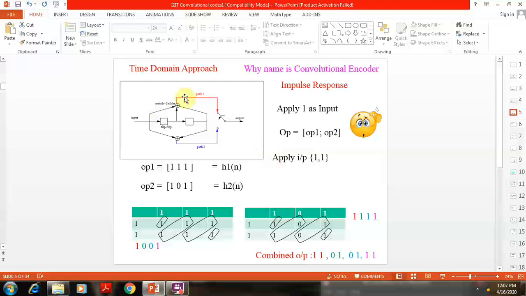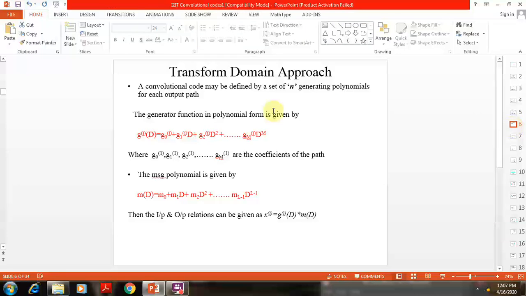Now I get the impulse response of the upper branch and lower branch, and we get the output using convolution. Again, the point to be remembered here is that your final output is 1 from the upper branch, 1 from the lower branch, 1 from the upper branch, 1 from the lower branch. So this approach is called the time domain approach because we are taking the convolution of bits in the time domain. Right? Now let's see the transform domain approach.